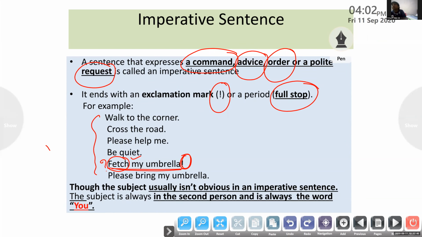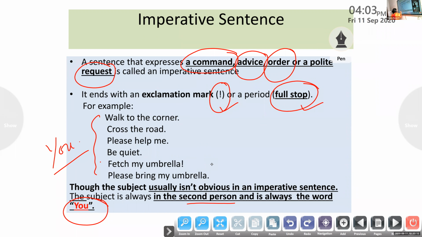In imperatives, the subject is always the second person, you. Remember this. We can use two punctuation marks: one is the exclamation mark, the other is the full stop. But seeing an exclamation mark, don't conclude that the sentence is exclamatory. Look at this example, children. The sentence starts with "Fetch my umbrella." Fetch is a verb. There is no subject. Though it is ending with an exclamation mark, it is an imperative sentence. Clear?